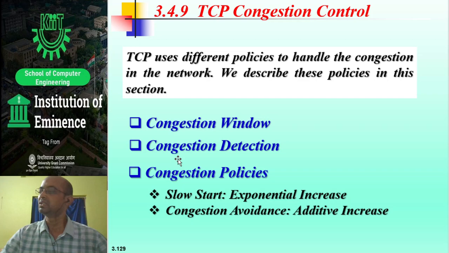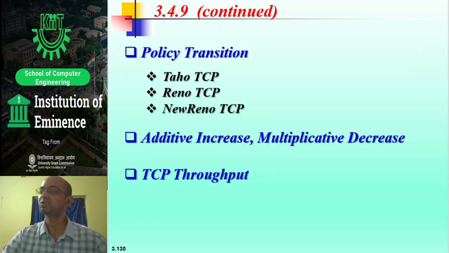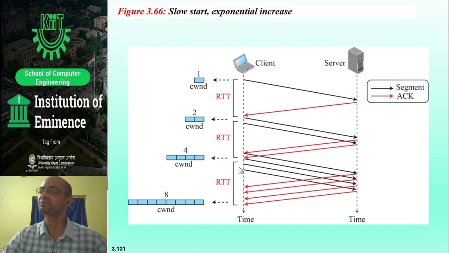Now let's focus on the congestion control mechanism quickly: congestion window, congestion detection, congestion policy, the different policies used by TCP. For example, slow start, additive increase, multiplicative decrease, then fast retransmission. Different variants of TCP are there. They apply different policies in order to avoid congestion. Based upon that, there is TCP Tahoe, TCP Reno and New Reno TCP. The policy determines what type of algorithm they use for managing the congestion, like slow start, additive increase, multiplicative decrease, fast retransmission, all these things.